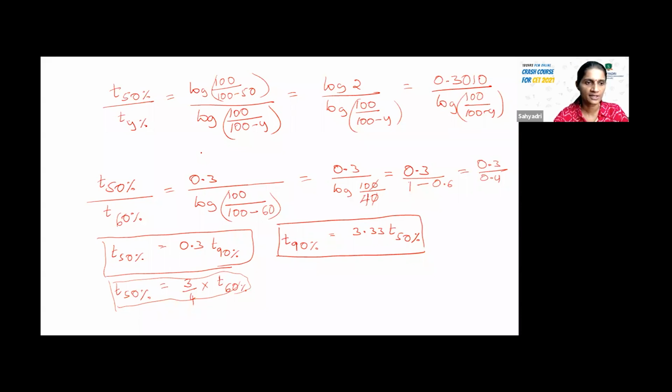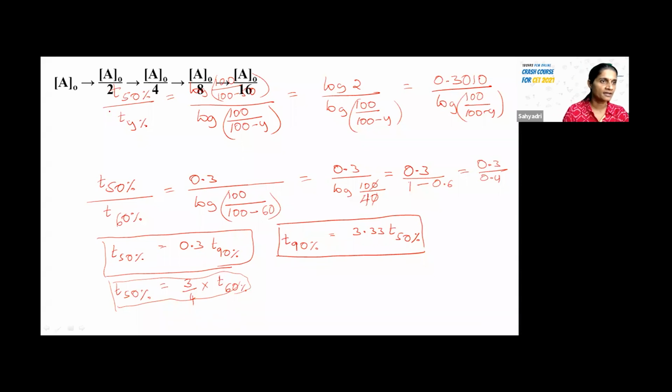Something else I wanted to tell. Time taken for a particular fraction of a first order reaction is always fixed. That means not only T 50%, T 30% is also fixed. T 60% is also fixed. Okay, so I will solve that question later.